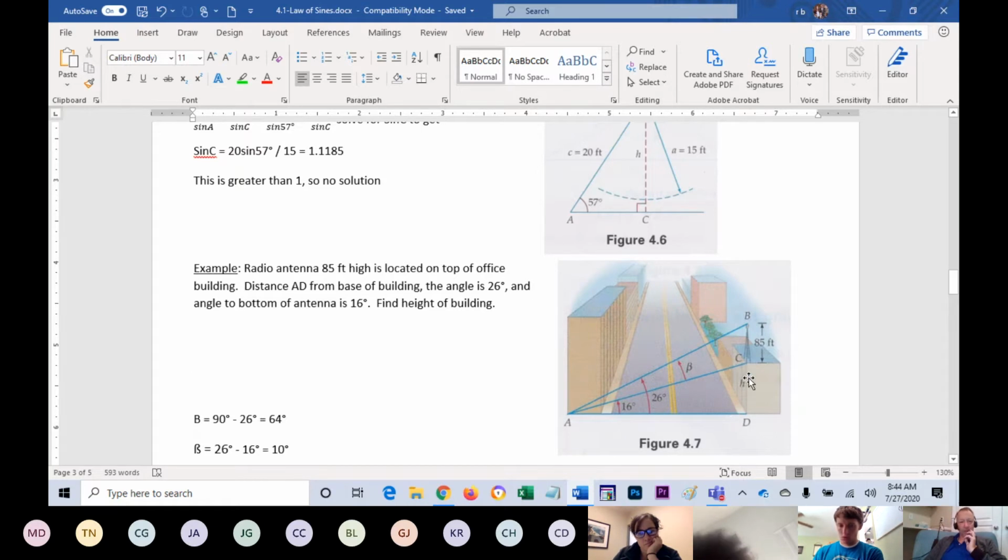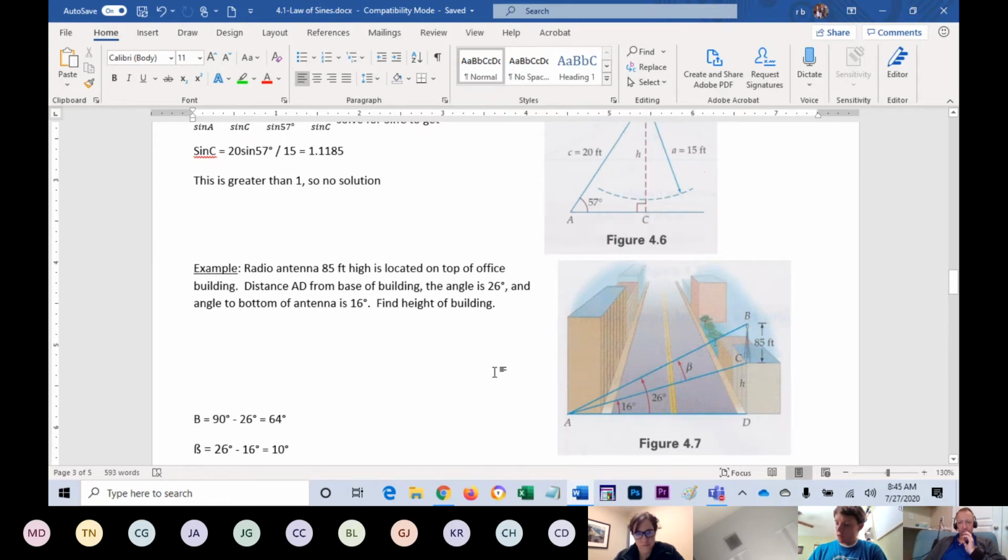So yes, we should be able to figure out all the angles. Okay, we don't have any of our side lengths, at least in full. We have a partial one from that little triangle, where we have side A, which is 85.